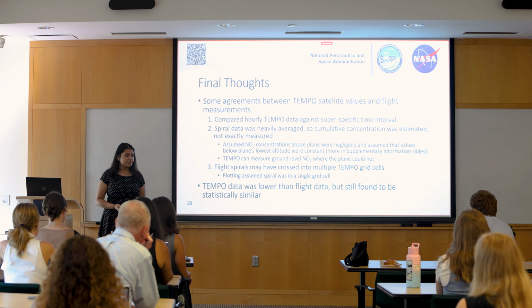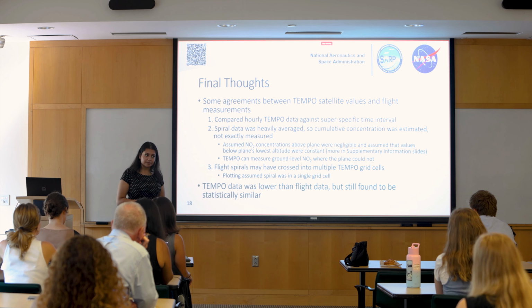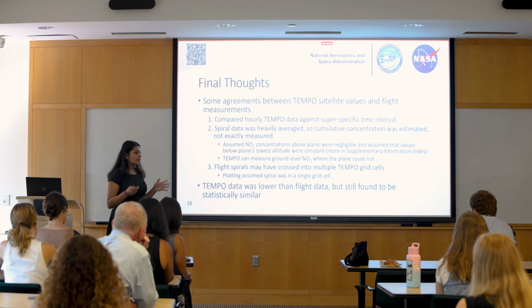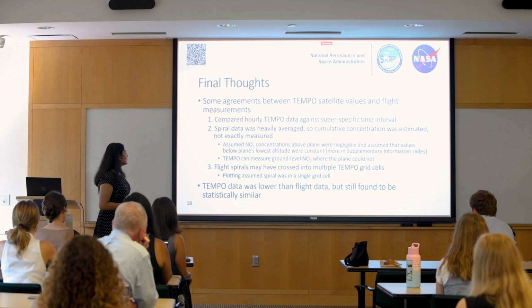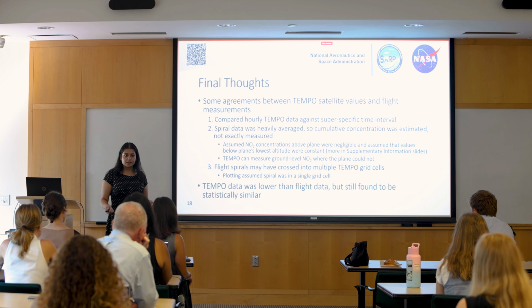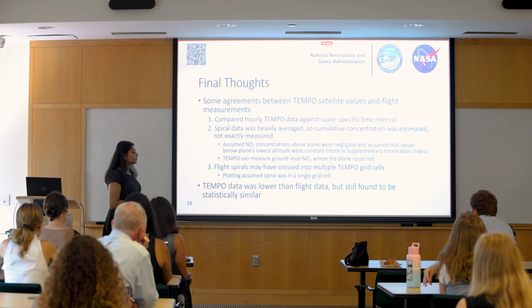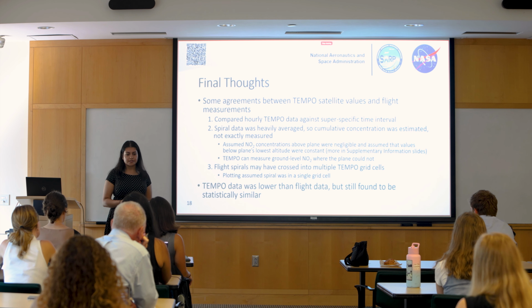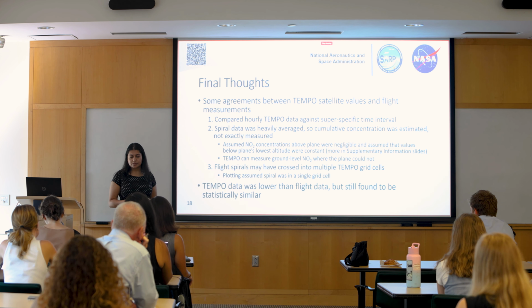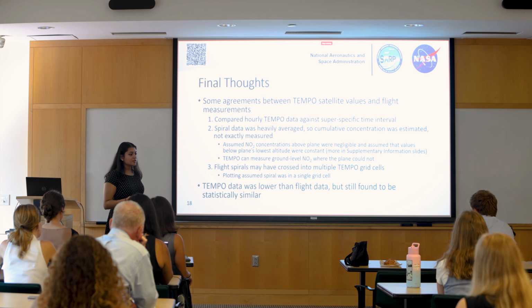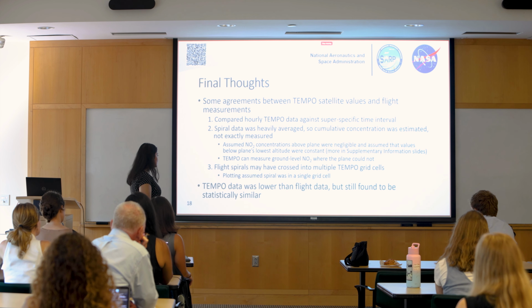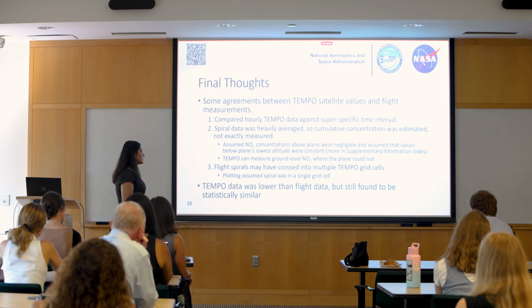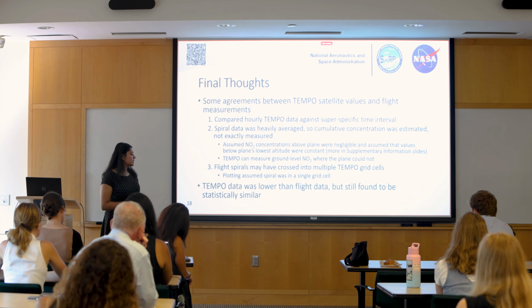So the cumulative concentration was estimated and not exactly measured in the plane. TEMPO is a satellite, so it can record ground level values where the plane could not reach. So that may affect the values as well. My third idea is that flight spirals may have crossed into multiple TEMPO grid cells. As you recall, I averaged the latitude and longitude, assuming that the flight was solely contained in one gridded cell. It's very likely, especially since TEMPO is so high resolution, that the plane spiral crossed into multiple grid cells, meaning that one value cannot fully encapsulate what the flight measured. All in all, TEMPO data was lower than flight data, but we still found them to be statistically similar.